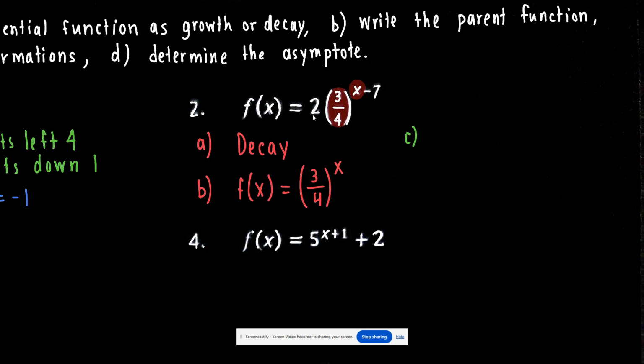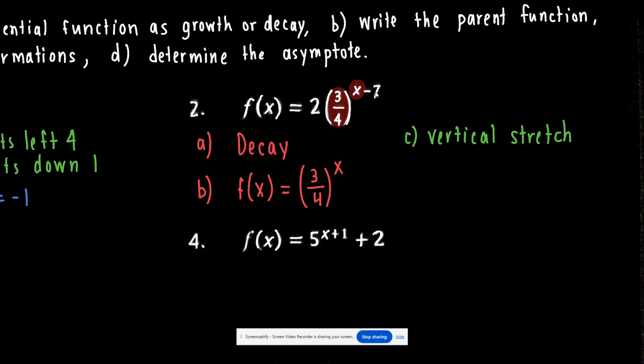I'm multiplying by a positive 2. Well, remember, if I'm multiplying by something, that's representing a dilation, which is either a vertical stretch or a vertical compression. It's all about the number. It's greater than 1. This is a vertical stretch.